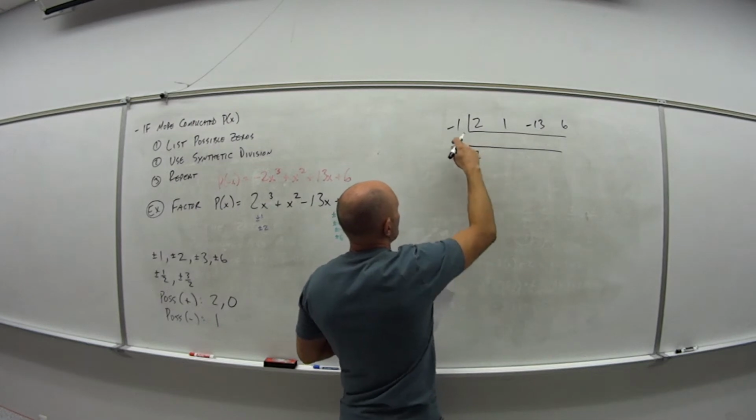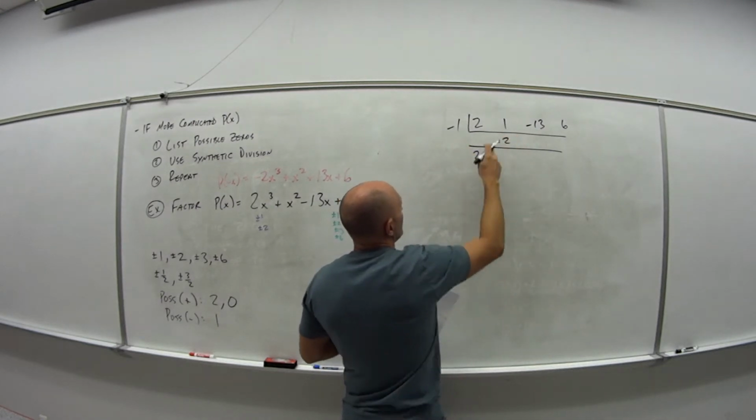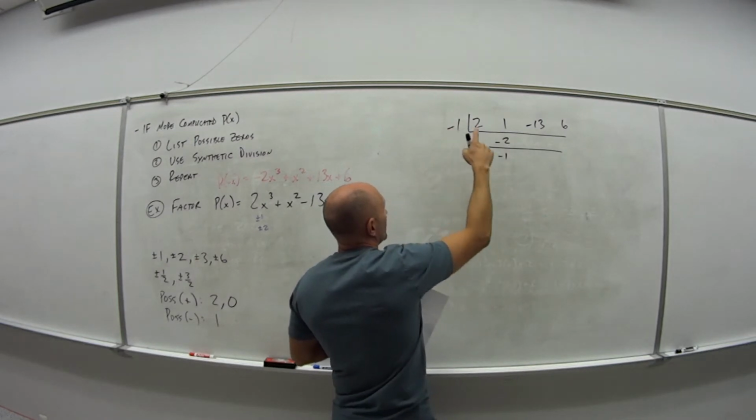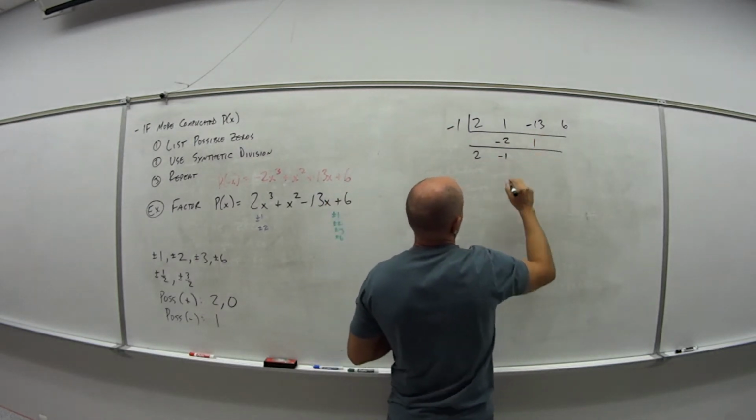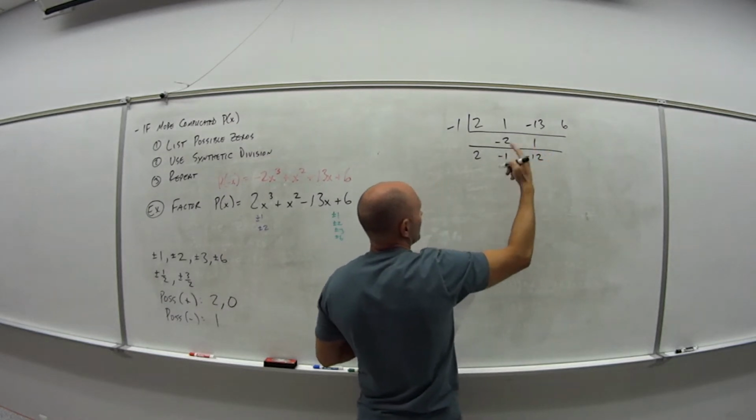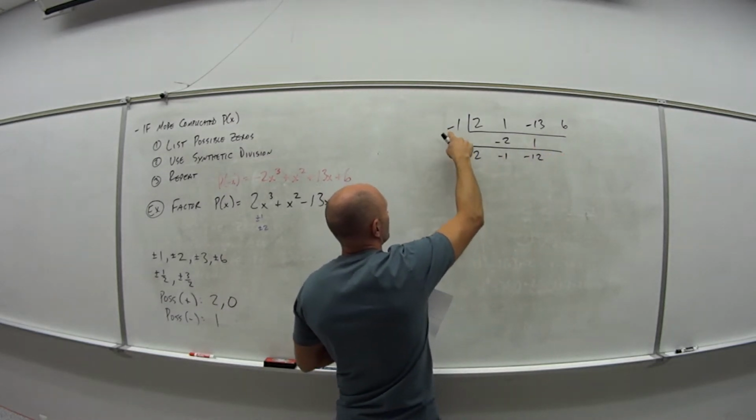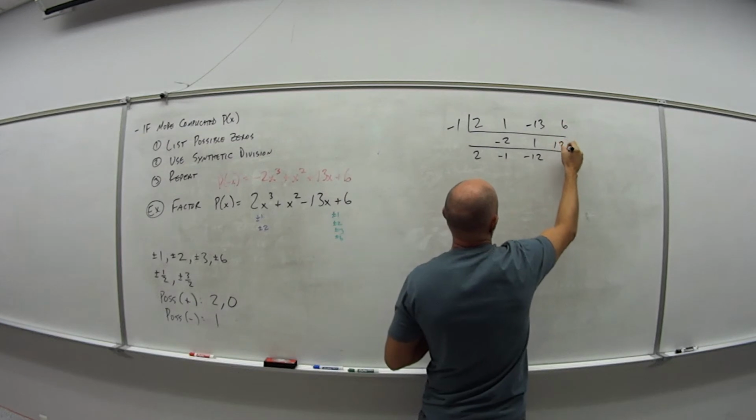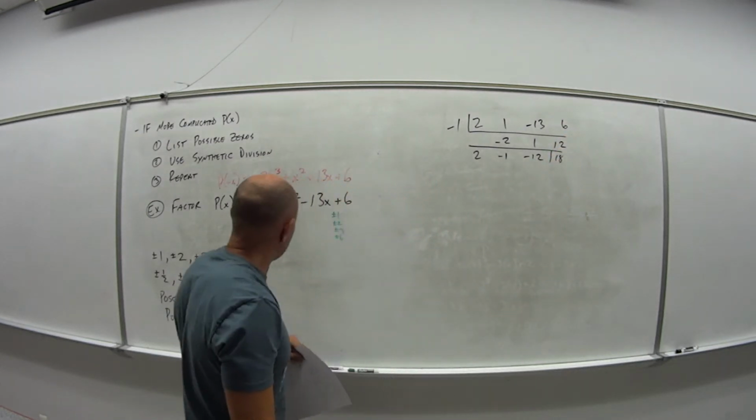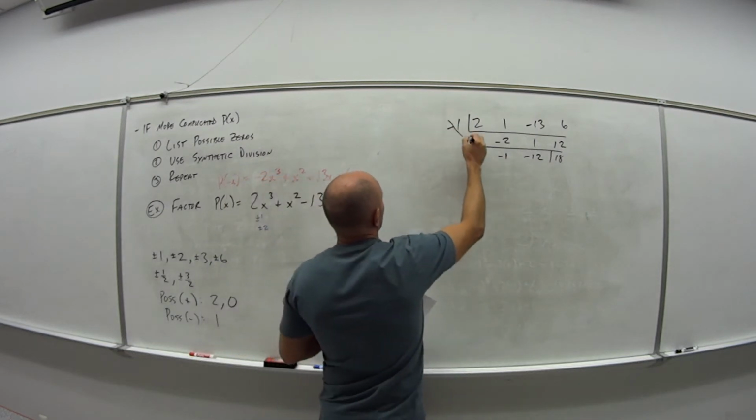Bring down the 2, multiply is negative 2. Add down, negative 2 plus 1 is negative 1. Negative 1 times negative 1 is positive 1. Negative 13 plus 1 is negative 12. I can already see this isn't going to work, right? Because negative 1 times negative 12 is plus 12. Add down is 18. It's a remainder of 18, so I know this one does not work.